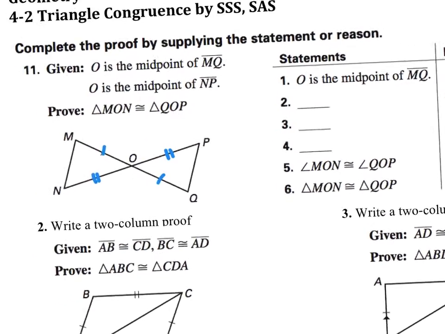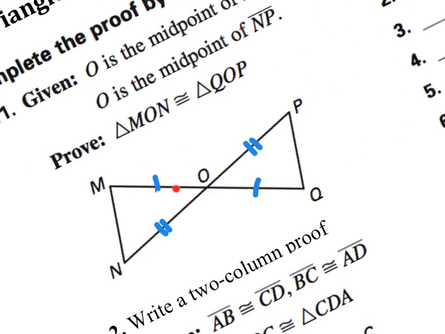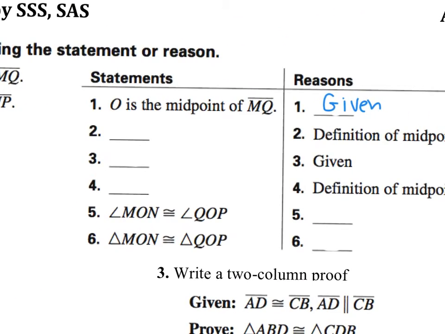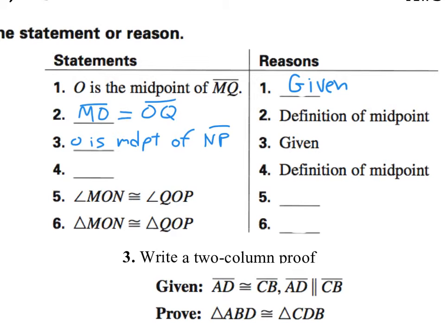So since O is the midpoint of MQ, specifically this, what 2 segments are congruent? Well, the MO and the OQ. So that's what I'm going to write down right here. MO is congruent to OQ. Next, the next given information is that O is the midpoint of the other segment. I'm going to abbreviate midpoint here. So there we go, also given.